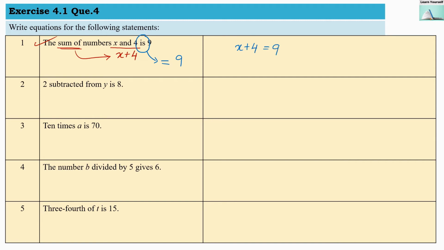Let us check this again. Sum of numbers x and 4. Yes, x plus 4 is 9, equals 9. That is how we are going to solve all these numericals.